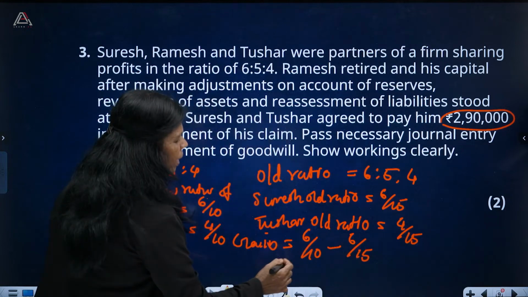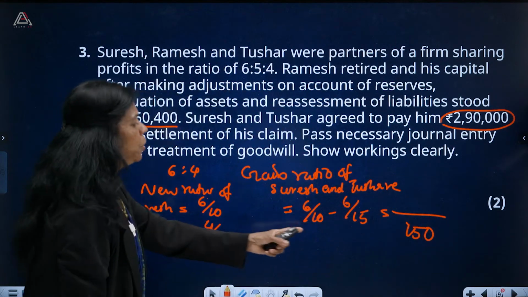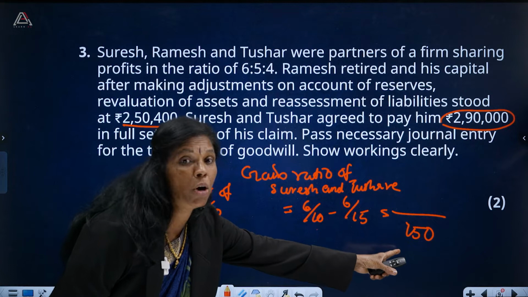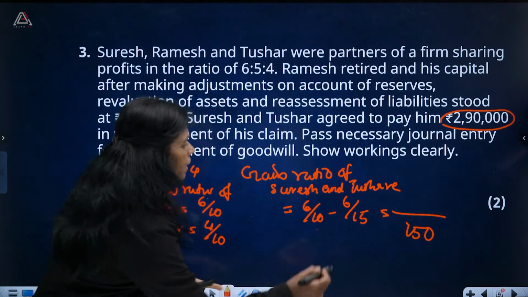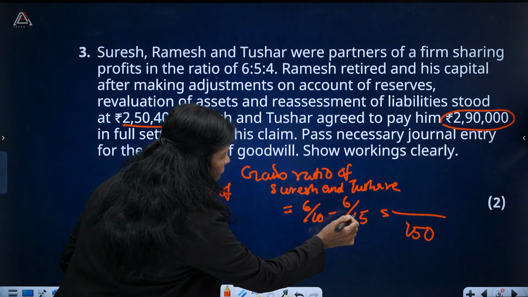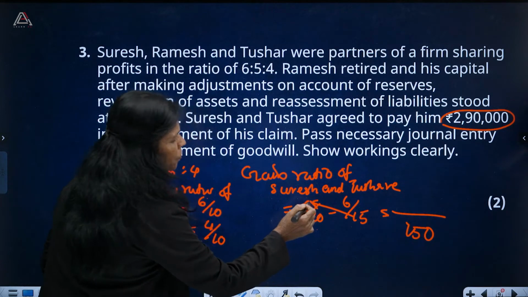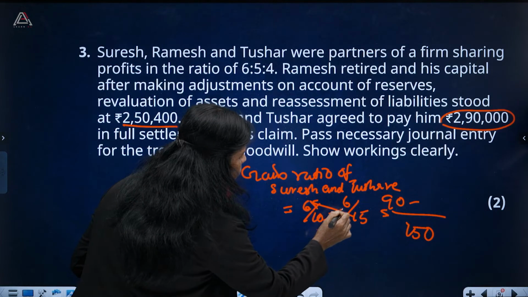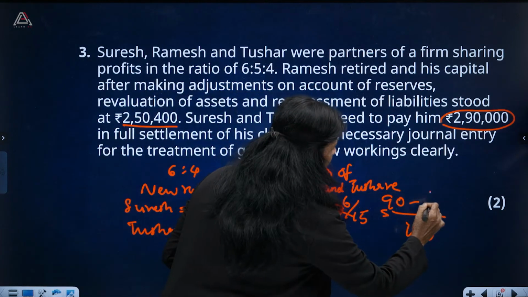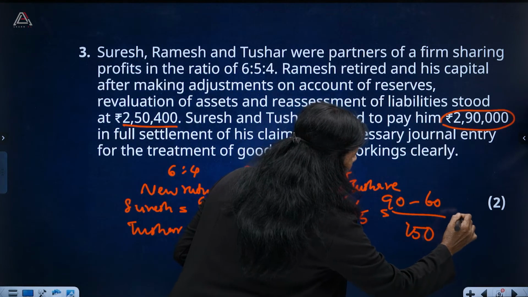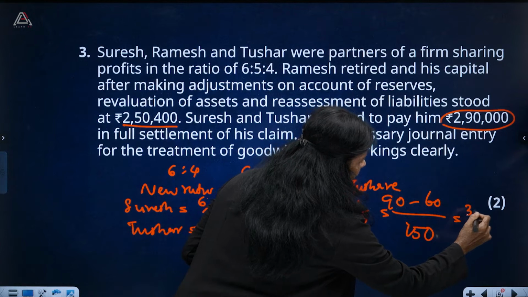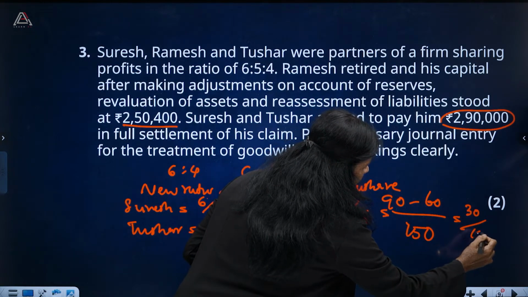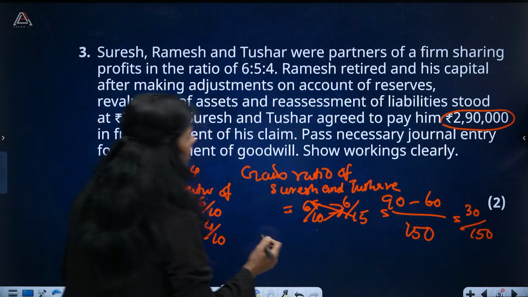Then we can calculate. First we have to do 10 into 15. Then how much we got? 150. Then we have to do cross multiplication. 15 into 6 means 90, minus 10 into 6 means 60. So how much did you get? 30 divided by 150.